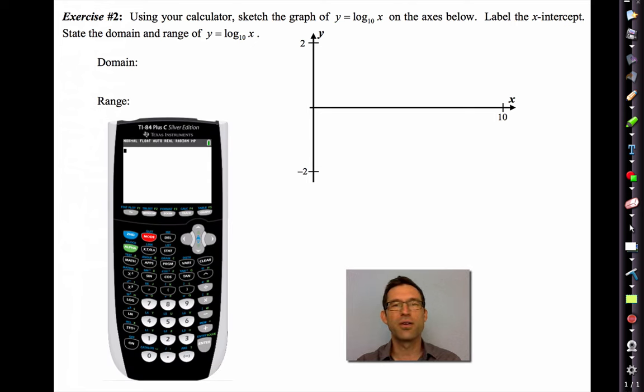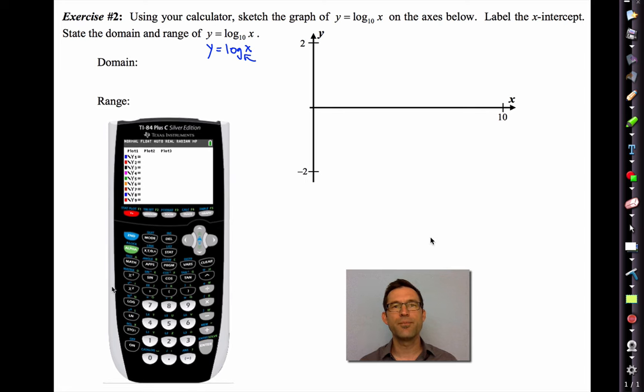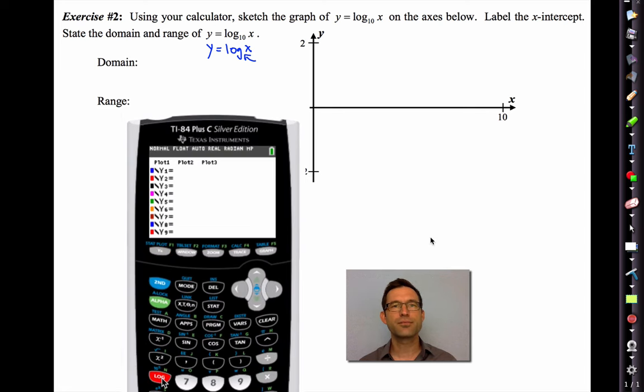Okay, there's our calculator. Now we want to put this function in. We want to use the window that's on the screen. So let's do it. Let's hit y equals. Now we have to put in log base 10 of x. But remember, log base 10 of x is what's known as the common log. So whenever we have the common log, we don't really write a base there. So in y1, let's type in that log button. All right, let's put in log of x.